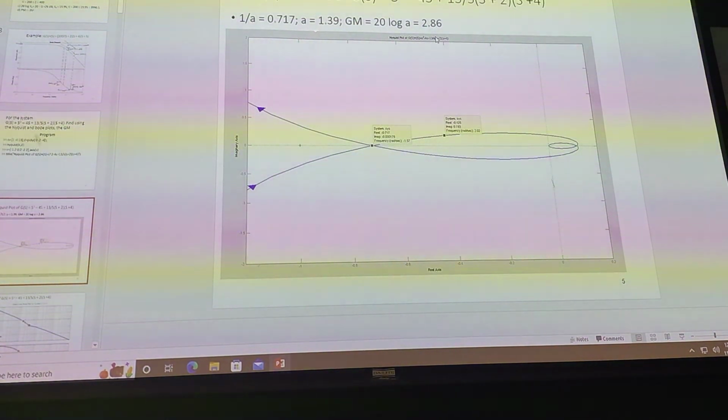What is the gain margin? Well, you know, by definition, and we proved that in previous classes, that 1/A is this point. If you calculate this, then A will be the inverse of this number, and the gain margin will be given by this number, which is 2.86, which is positive because the system is stable.